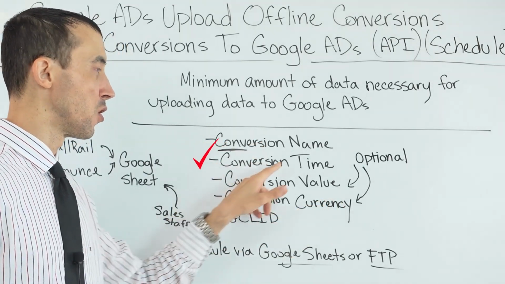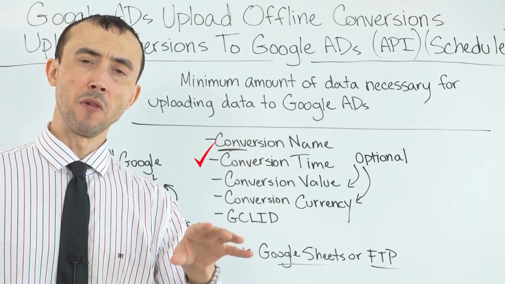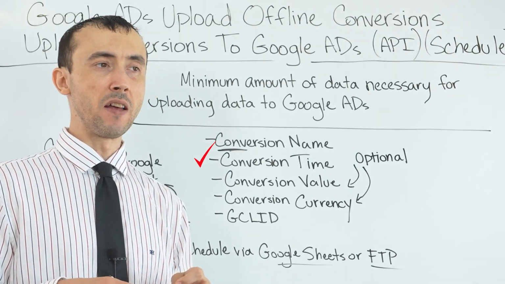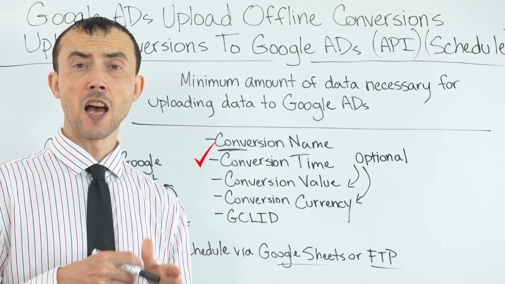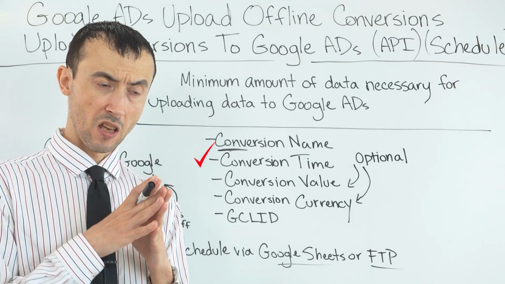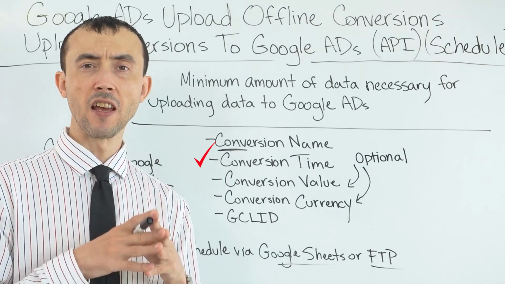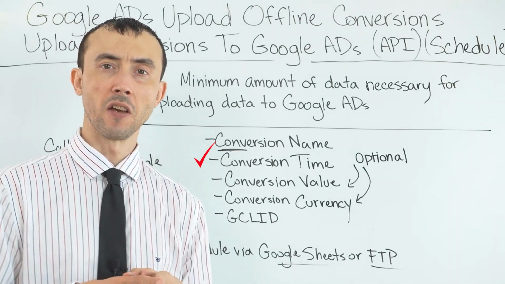The second is the conversion time, the day, the hour, the minute that the lead came in, which is pretty easy to do. And you don't have to get it exactly right, but they want to know kind of what time it came in. And that's just the time that the lead came in, the time and the date the form lead was generated or the phone call came in.